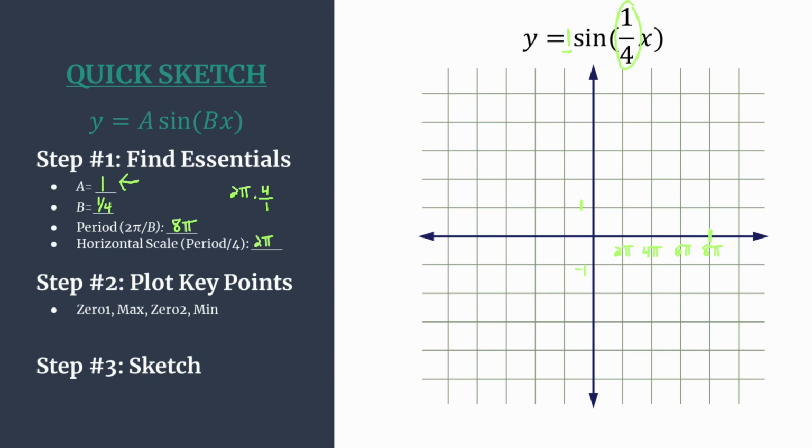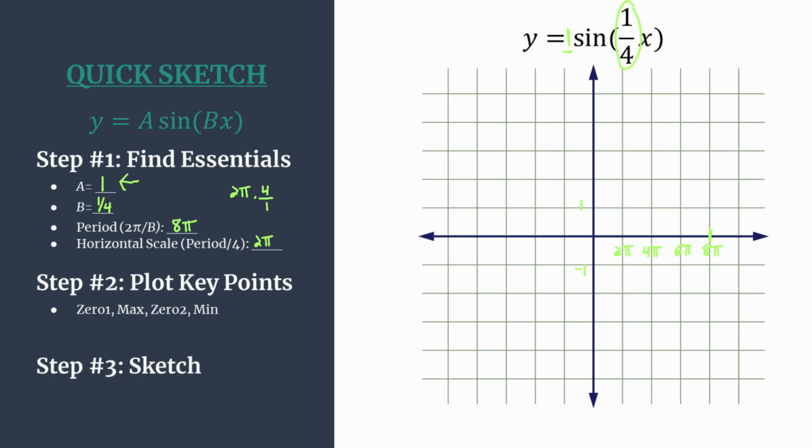All right, so on to step 2, we'll plot our key points in a sine pattern. So we'll start this pattern at the origin. It starts with our first 0, or 0, 0. Our maximum will happen moving to the right at the first horizontal tick mark. Then we'll have another 0, then a minimum, and then the pattern would just repeat.